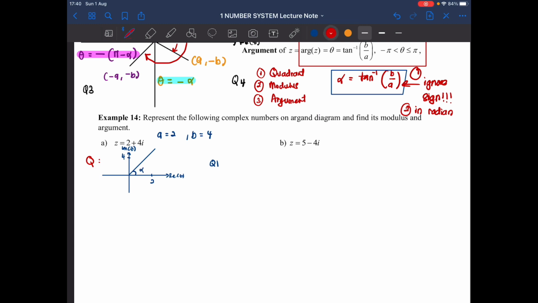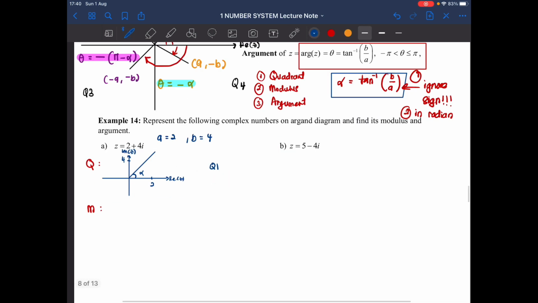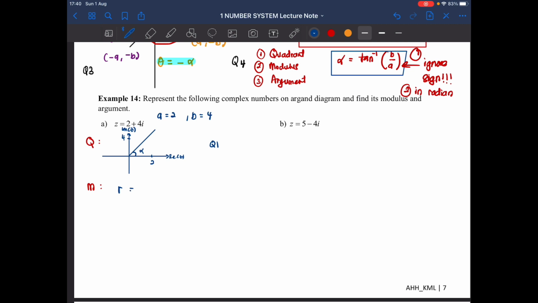So the second part is M. M is the modulus. For the modulus, we simply use this formula: R is equal to the square root of A squared plus B squared. That's A, that's B. So we have R is equal to the square root of 2 squared plus 4 squared, which we will get square root of 20. If you press the calculator you will get 2 square root 5. It's the same, no problem.